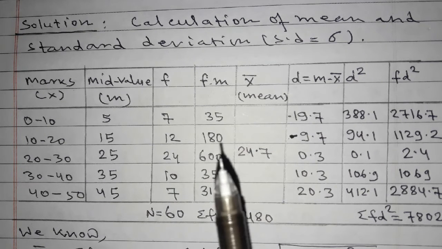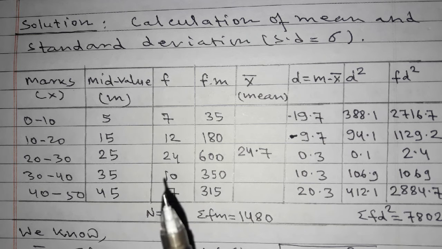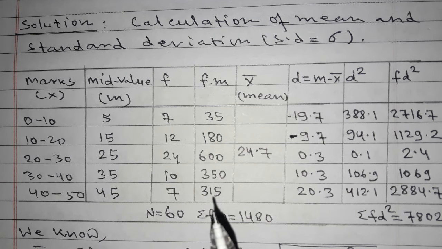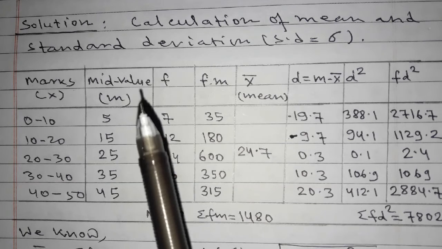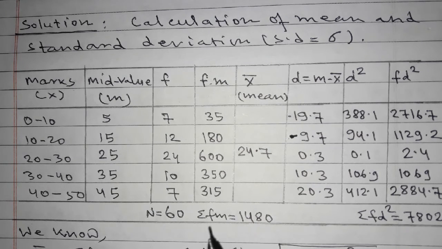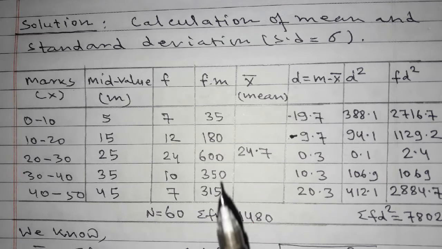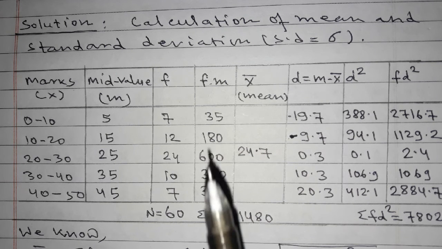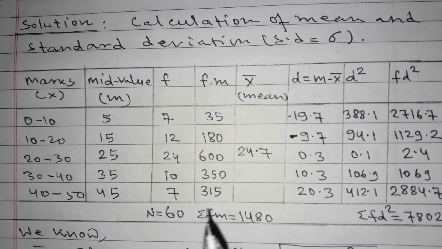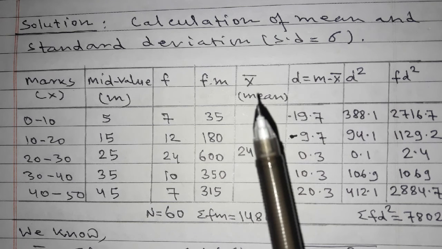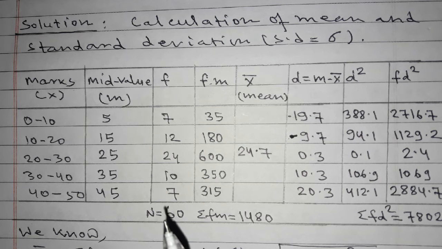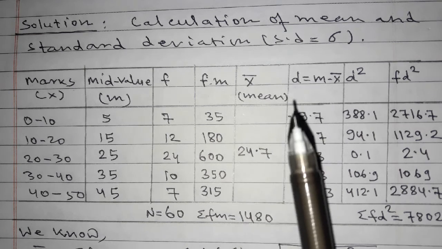5 into 7, 35. 15 into 12, 180. 25 into 24, 600. 35 into 10, 350. 45 into 7, 315. After getting the product of frequency and the mid value, that means summation FM, the value of summation FM is 1480. So we have to take the sum of FM, and then we have to take the sum of frequency. The sum of frequency we denote by the capital letter N. So now we have summation FM and N. If we divide summation FM by N, then we get the value of mean, X bar. We know that X bar is equal to summation FM divided by N. 1480 divided by 60, we get 24.7. So this is the value of mean.